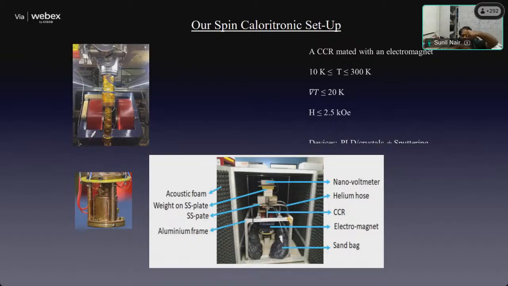Anything beyond that is not possible, because these are in close proximity to each other, so a delta T of more than 20 Kelvin just diffuses through. So we can get from 0 to 20 Kelvin delta T. We can apply only a very small magnetic field because it's a small magnet in this case. And the devices which we use can be polycrystalline specimens, single crystals or thin films. All these three kinds we have used.